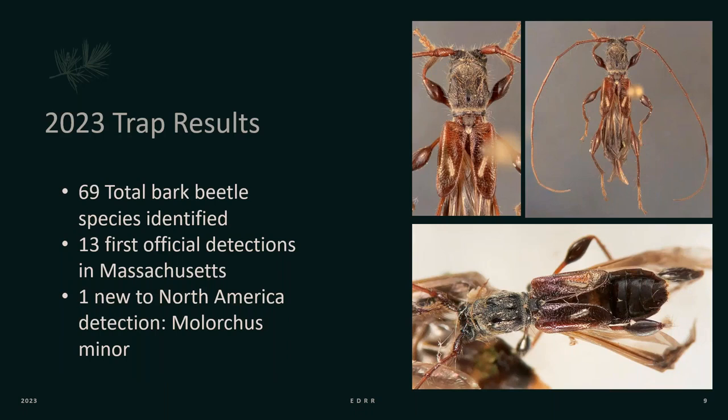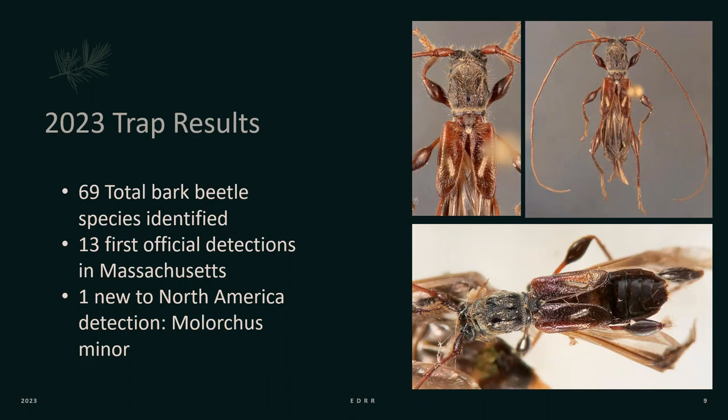So this last year, we had 12 sites. Each site had three traps. So it's a total of 36 traps set between April through July. And a total of 69 unique bark beetle species were actually identified during that. And 13 of those were first detections in Massachusetts. So those were bark beetle species that were not native to Massachusetts and were found here for the first time.